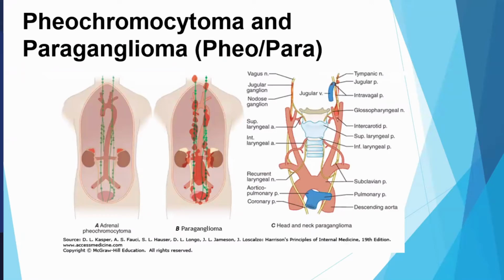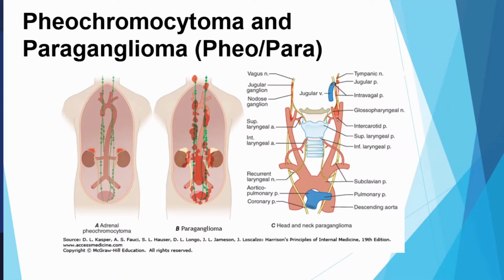Okay, so that was the section to understand genetics. Let's take a brief look at pheochromocytoma and paraganglioma. Probably everyone watching this knows what they are, but just in case, pheochromocytomas are neuroendocrine tumors within the adrenal glands.